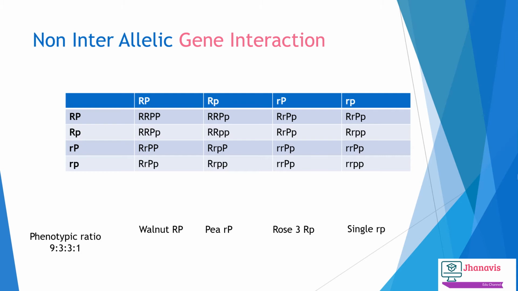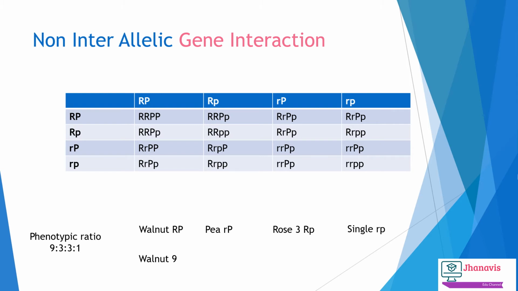So the ratio will be 9:3:3:1, in which 9 will be walnut. For the walnut, you have to remember that both should be of capital R and P. Either it may be in a homozygous condition or it may be heterozygous condition.